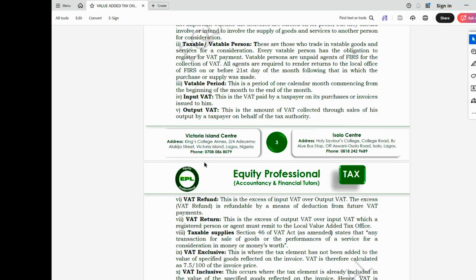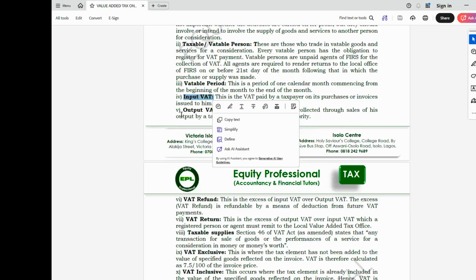So basically, the two types of VAT that can be collected by a VATable person are input VAT and output VAT. And you have a right to set them off against one another, as the tax law gives you that opportunity.